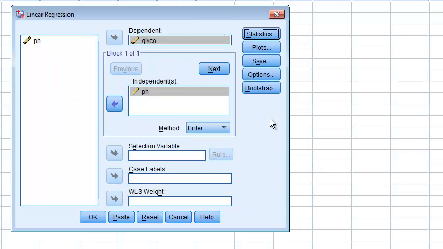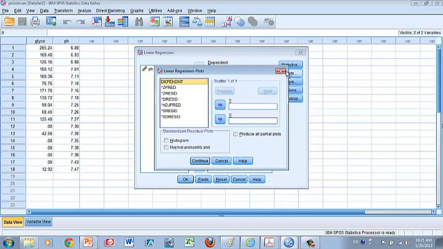And so here is a key point. This box gives you options to do model diagnosis. So you click on Plots, okay, and then in here, when you click histogram and normal probability plot, you can examine normality of residuals.